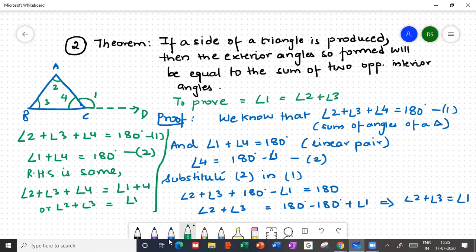Okay, anybody still having doubt? Ma'am, I didn't understand. Can you explain the proof again? Okay, sure. I'll just explain showing the diagram. So this is a triangle.